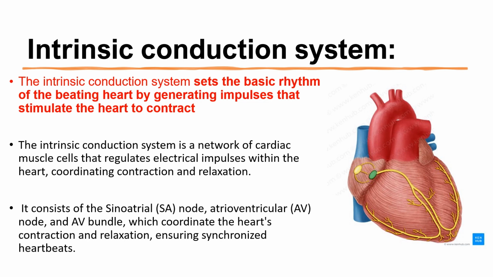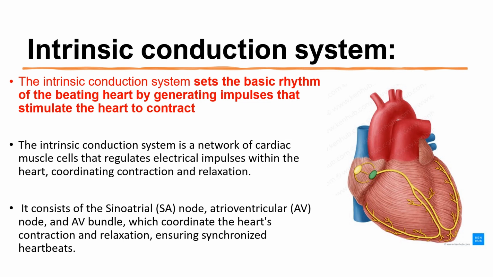For instance, abnormalities in the sinoatrial node function can cause a condition known as sinus node dysfunction, which can result in an irregular heartbeat or a slower than normal heart rate.